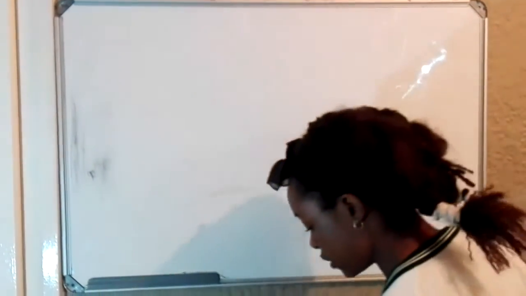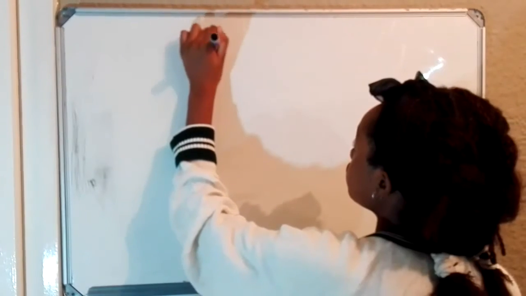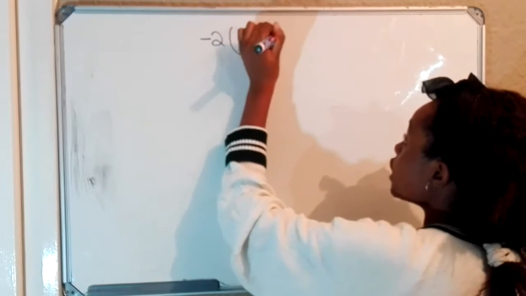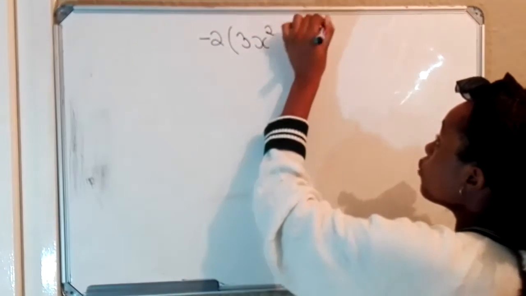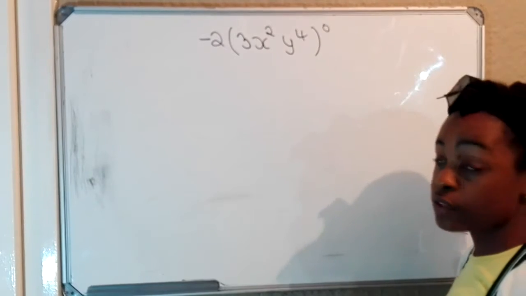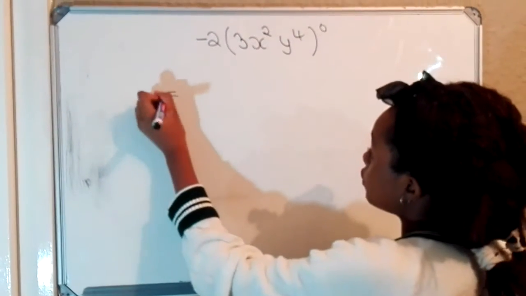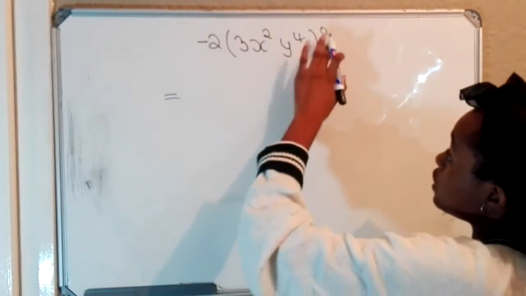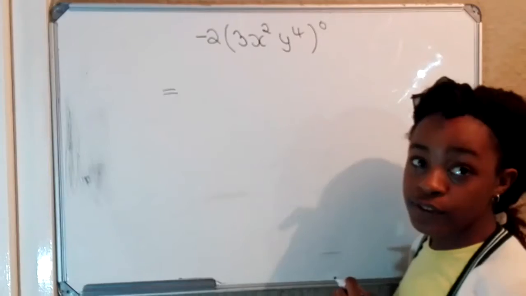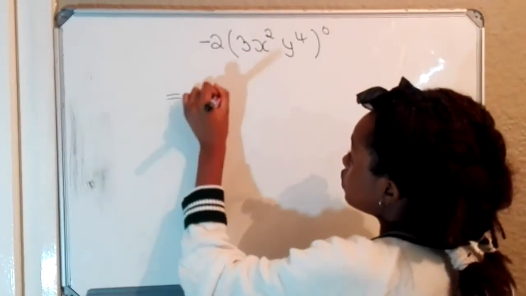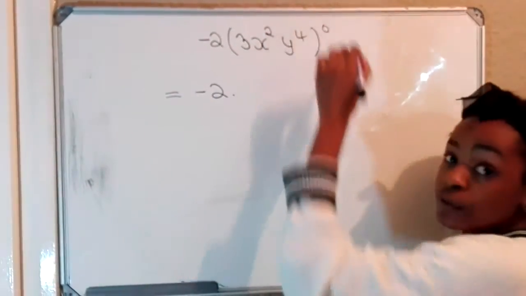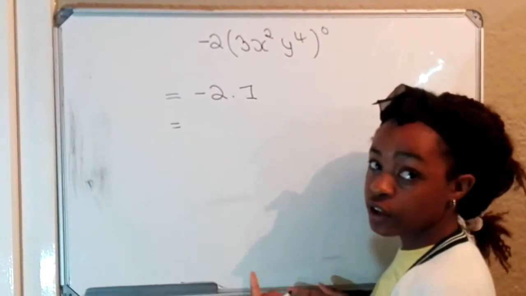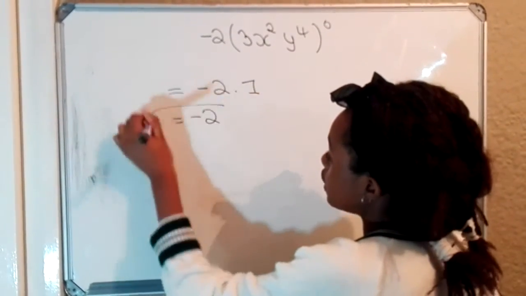So let's try this one. Say you have negative 2, and you have 3x squared, y to the power of 4, all raised to 0. Okay, feel free to pause the video and try this one on your own. So like I said in the previous one, we're not going to distribute first. We're going to first raise this to the power of 0. So anything raised to the power of 0 is just 1. So you're left with negative 2 times 1. Negative 2 times 1 just gives you an answer of negative 2. Okay, so that's the answer for that one.